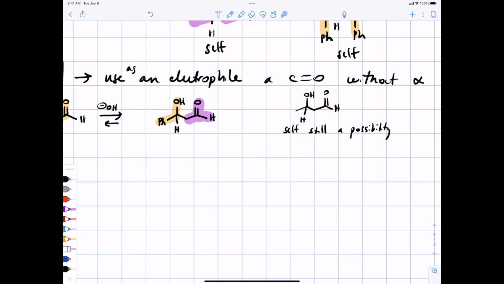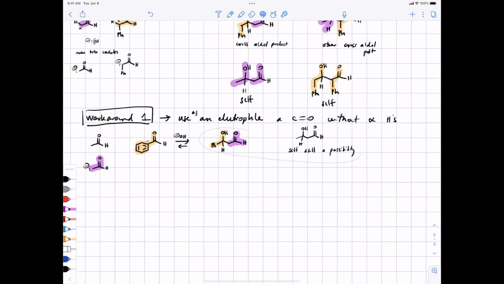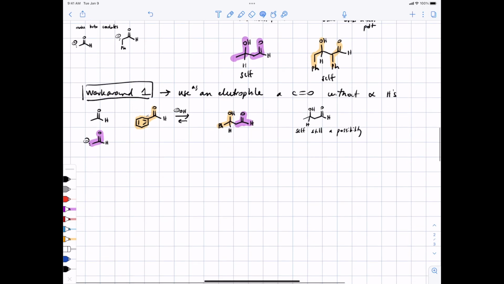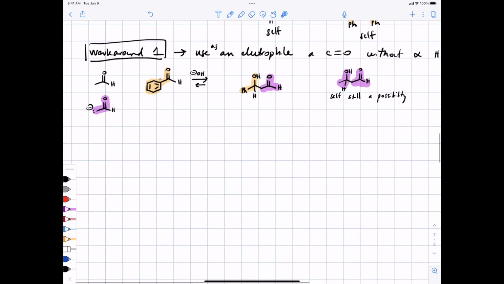I'm not drawing the alpha beta unsaturated carbonyl compounds here. Those are legitimate products as well. So you just have to, this isn't a 100% perfect solution, but it does cross some of the complications off the list. If we use this approach, you never get the products where the second aldehyde was the nucleophile. Not great, but you can do it.